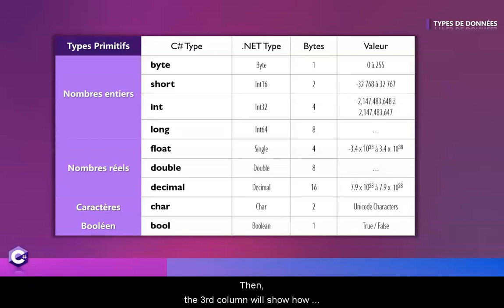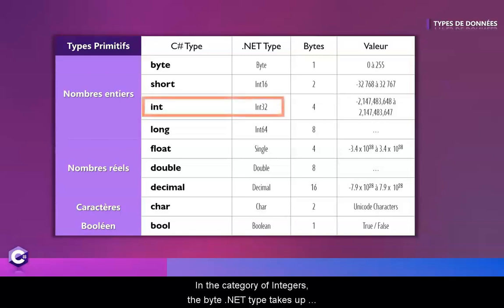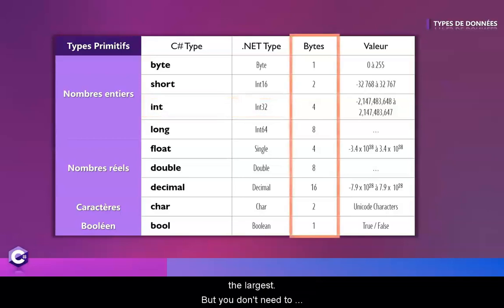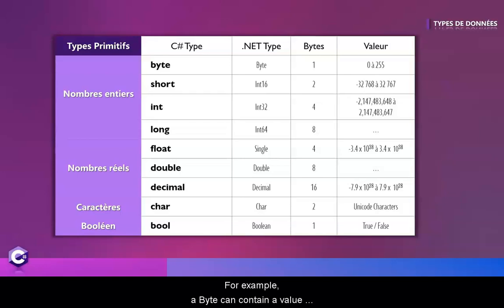Then, the third column will show how many bytes your type uses in memory. I have arranged this table so that it is in ascending order. In the category of integers, the byte .NET type takes up the least amount of bytes, and the long .NET type takes up the largest. But you don't need to remember that. The important thing to remember is the last column. For example, a byte can contain a value between 0 and 255. A short is between minus 32,000 and 32,000. An int is between minus 2 billion and 2 billion, and a long is a very high value. We will often use the int type.